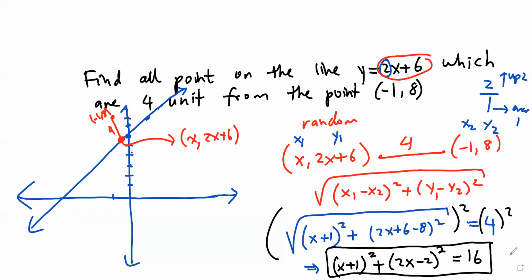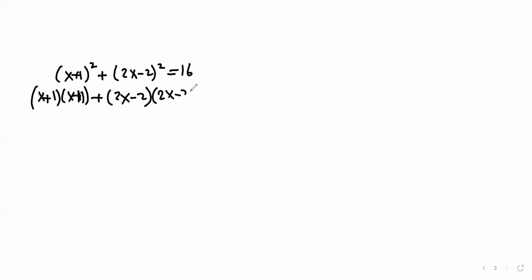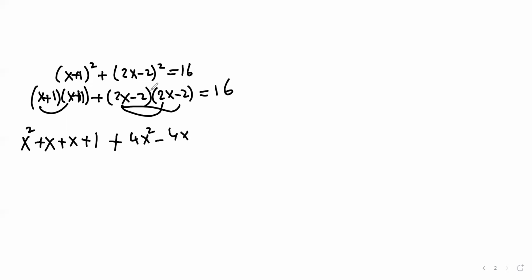So let's do that on the next page. x plus 1 squared plus 2x minus 2 squared equals 16. x plus 1 squared means x plus 1 times x plus 1, and 2x minus 2 squared means 2x minus 2 times 2x minus 2, equals 16. Then you FOIL each, so you get x squared plus x plus another x plus 1, plus 4x squared minus 4x minus another 4x, and then plus 4, equals 16.